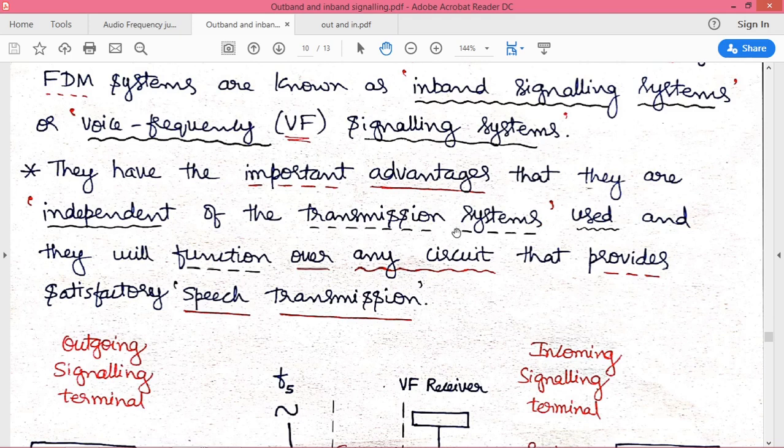Not only that, this in-band signaling system also functions well inside a circuit which allows speech transmission. Whichever circuit transmits speech, in all those circuits we can make use of this in-band signaling system for adding control signal. Please note that control signals are very much required to operate the exchange or to operate the switching equipment.